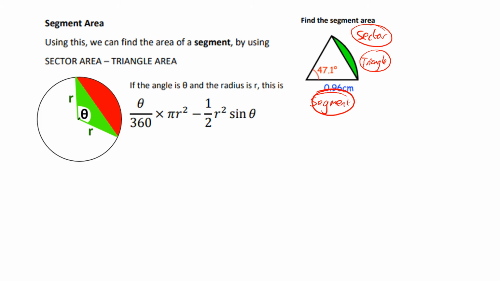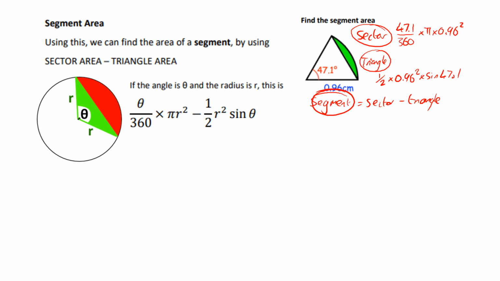So let's do the sector first. The sector is theta over 360 times pi r squared. So 47.1 over 360 times pi times 0.96 squared. The triangle is a half r squared sine theta as discussed. So that's going to be a half times 0.96 squared times sine 47.1. And the segment is going to be the sector take away the triangle.